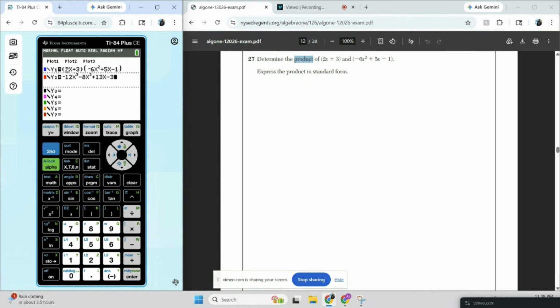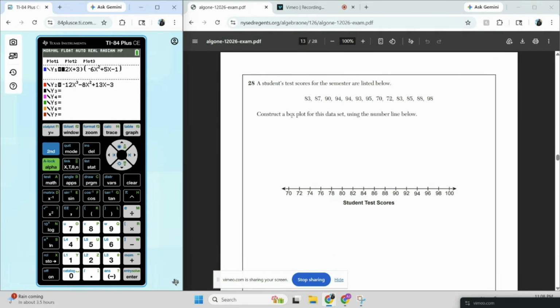If I've done this right, when I multiply these two polynomials, this is my product. When I graph, they lay on top of each other. I have expressed the product in standard form. It does not say how to do it. I write my calculator steps out. That is full credit.